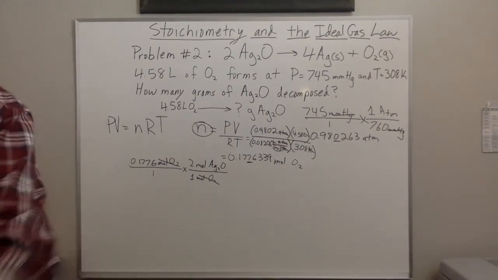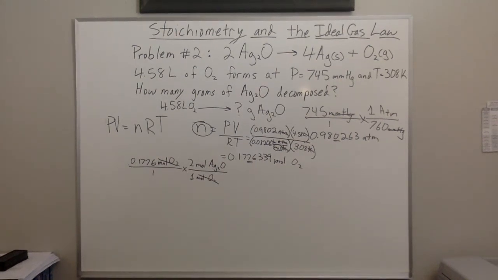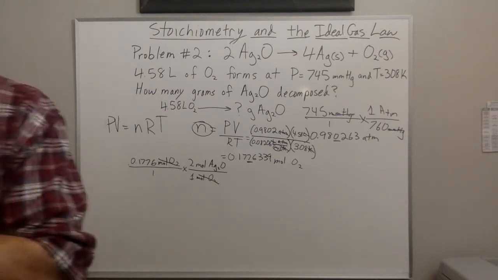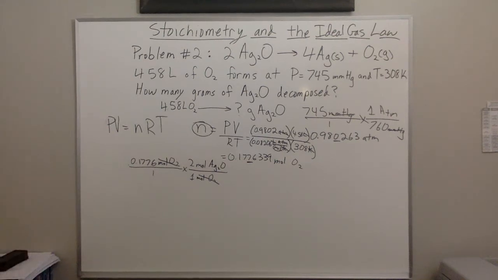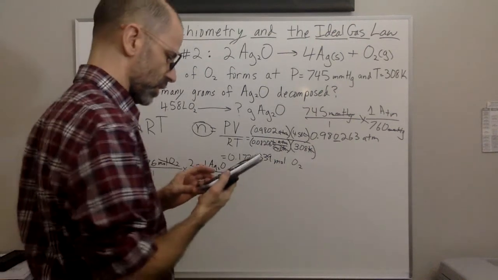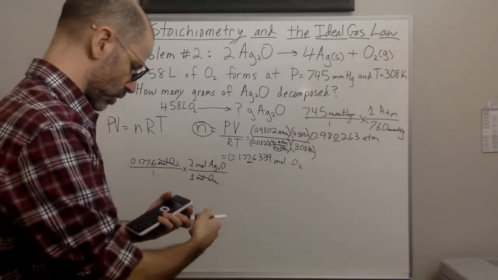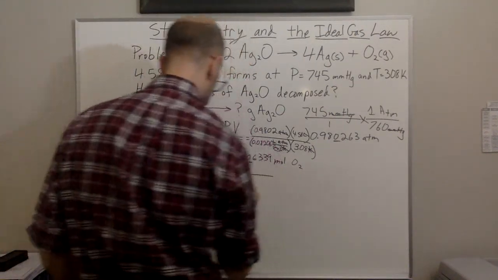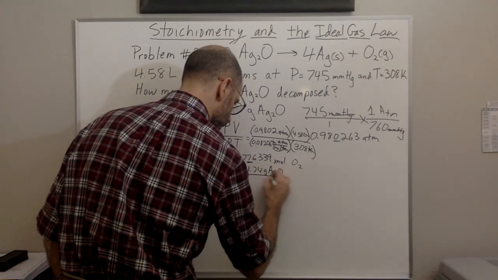Silver is 107.87. 107.87 times 2 equals, plus, and then we have oxygen, which is going to be 16. So plus 16 equals, and that gives us 231.74. So 231.74 grams of the silver oxide on the top.